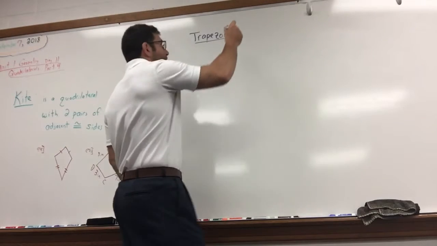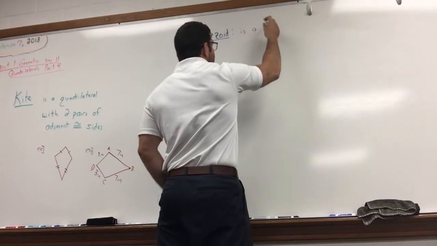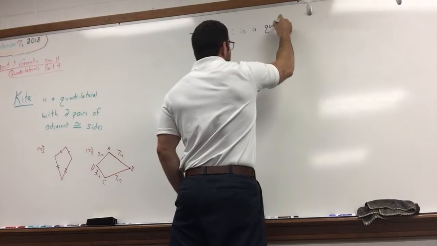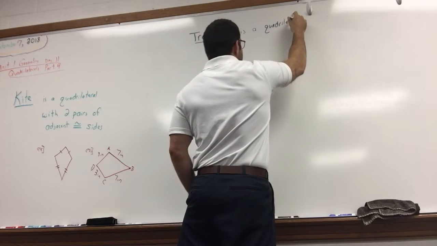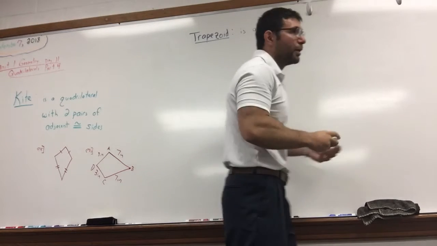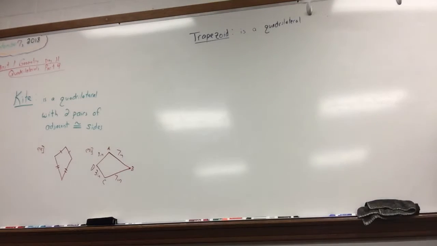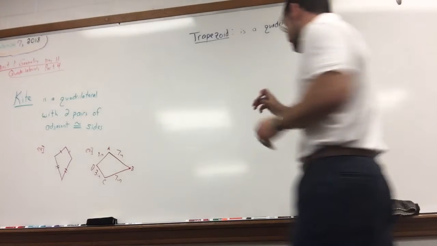Here we go. A quadrilateral. Will my trapezoid ever be a parallelogram? No. Will my trapezoid ever be a kite? No. My trapezoid is only ever a trapezoid because it's a quadrilateral. That's it. Okay? So it is a quadrilateral, and here's the key.